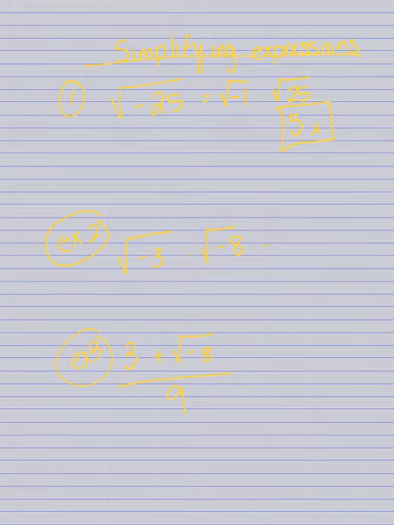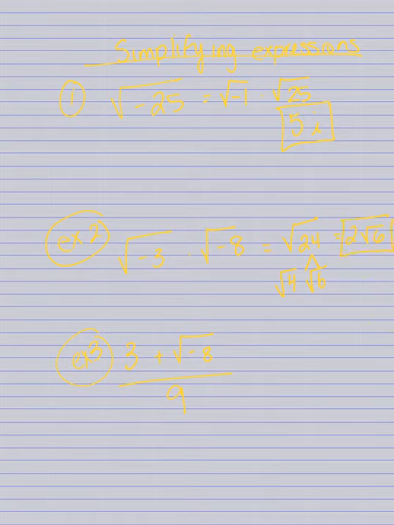The next one, example 2, we have the square root of negative 3 times the square root of negative 8. You're going to multiply them out, and that now becomes a positive. And then to simplify it more, you need to look for the biggest perfect square that can go in there. So in this case, it's going to be 4 times 6. Take the square root of 4, and the square root of 6.